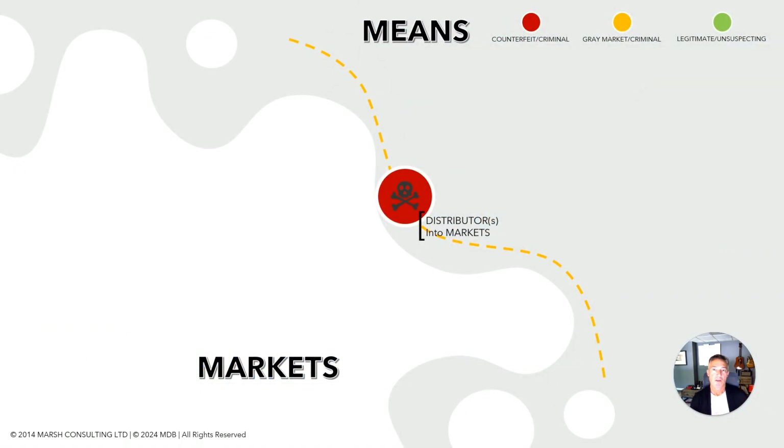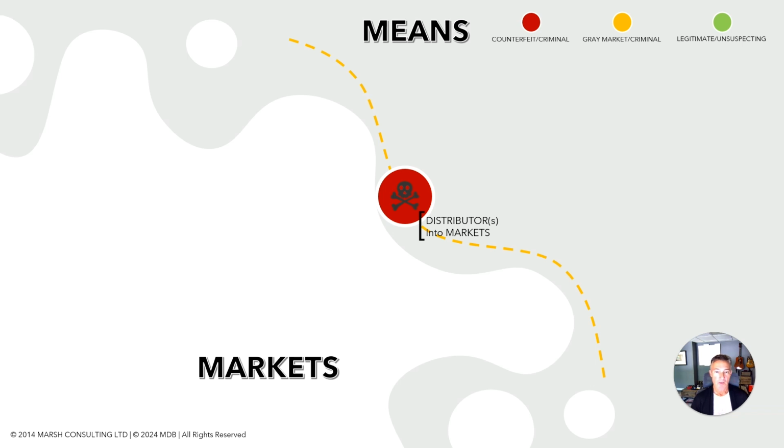So counterfeiters need two things, just like any manufacturer of products needs two things. They need a means or methods to actually make their product, and they also need a market or markets to sell their products. So that's how we have the diagram split up, and today's first session will be on means, and we'll do the second part on markets. The top right is our key, so the circles represent nodes in the supply chain. You have counterfeit and criminal, you have gray market and/or criminal, and then you have legitimate and unsuspecting nodes in the market.